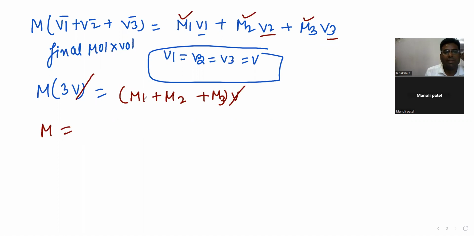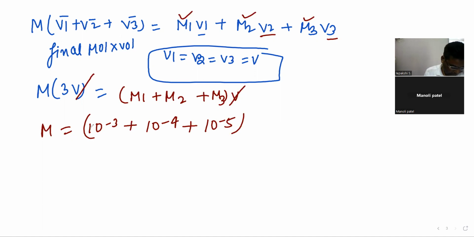So M is equal to nothing but, we know the values now, right? So M1 is 10 raised to minus 3 plus 10 raised to minus 4 plus 10 raised to minus 5. So these are the concentrations, right? And the resultant volume we have got, right? So this value is how much? Is equal to 3m, right?